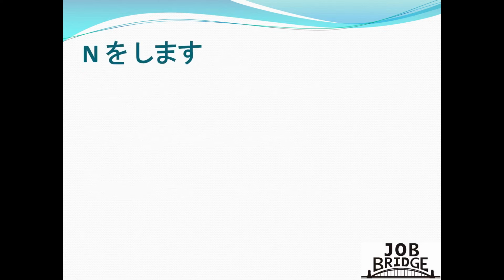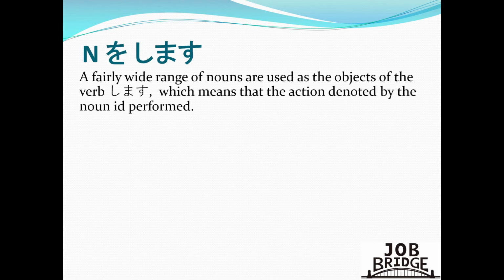Next topic in Lesson 6 is noun o shimasu. Again, noun o shimasu. How do we use this? A fairly wide range of nouns are used as the objects of the verb shimasu, which means that the action denoted by the noun is performed. Again, these are ordinary nouns that we sometimes use as an action verb, or nouns that don't have an action verb on their own. Let me give you some examples in English, and then of course, Sedi will read the Japanese sentences.